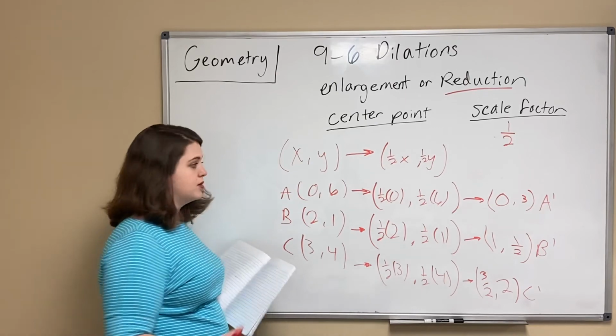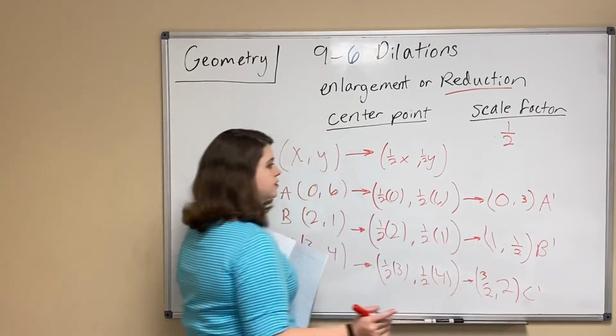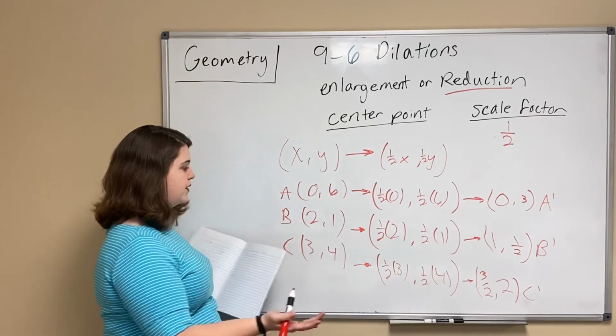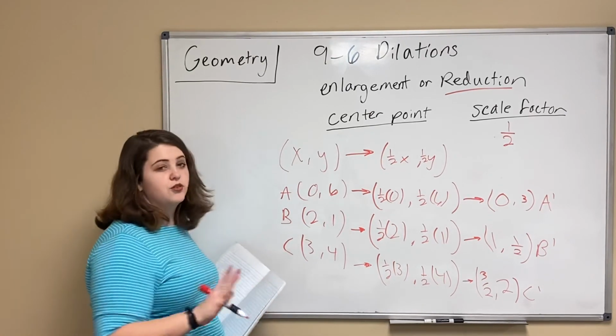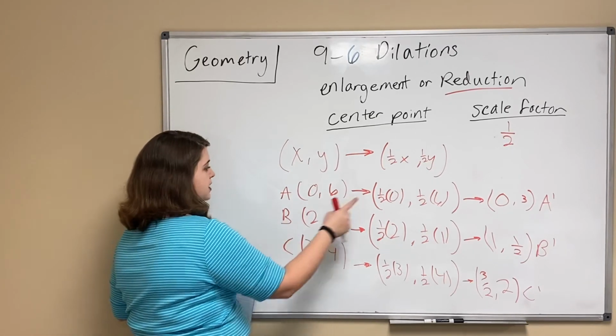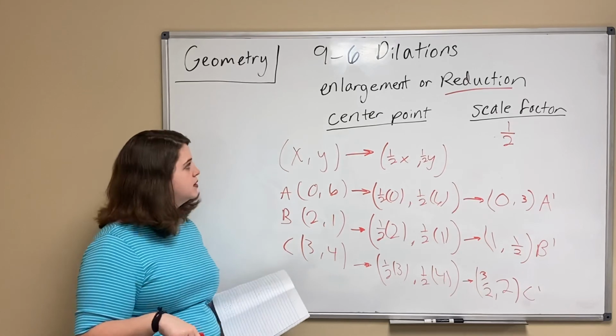Now all that's left to do is graph your original triangle, then graph your new triangle, plot the points, and then connect them. When you graph them, it should look like the new one is half the size of the original, and that's how you'll know that you did it right.